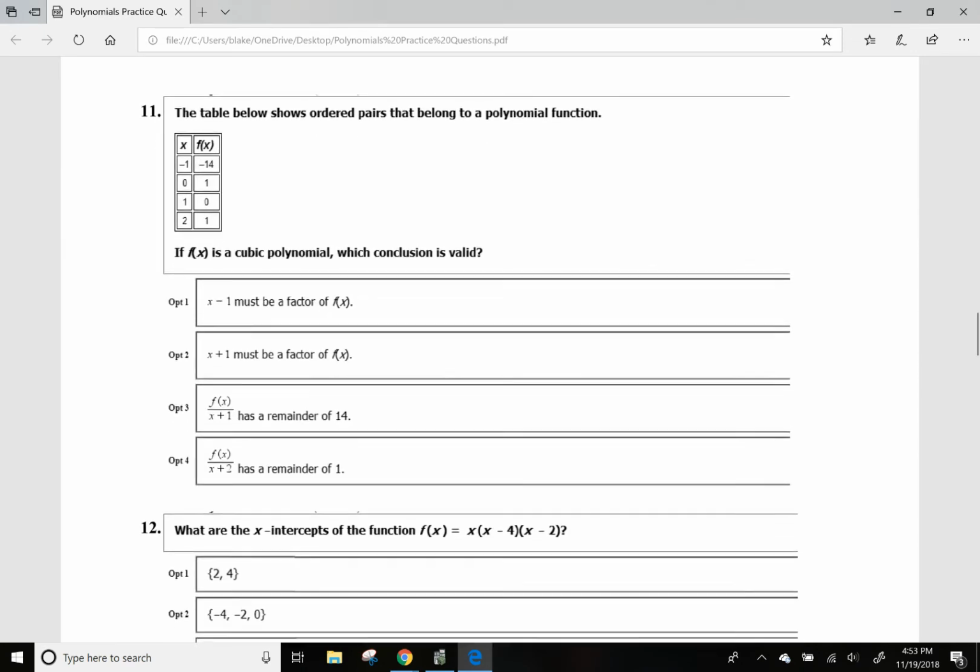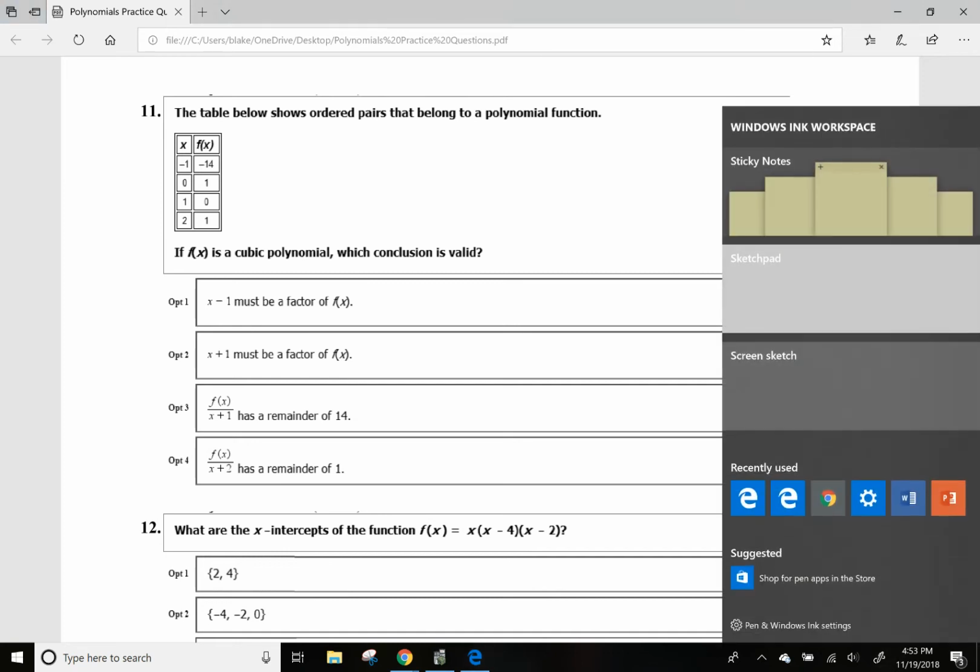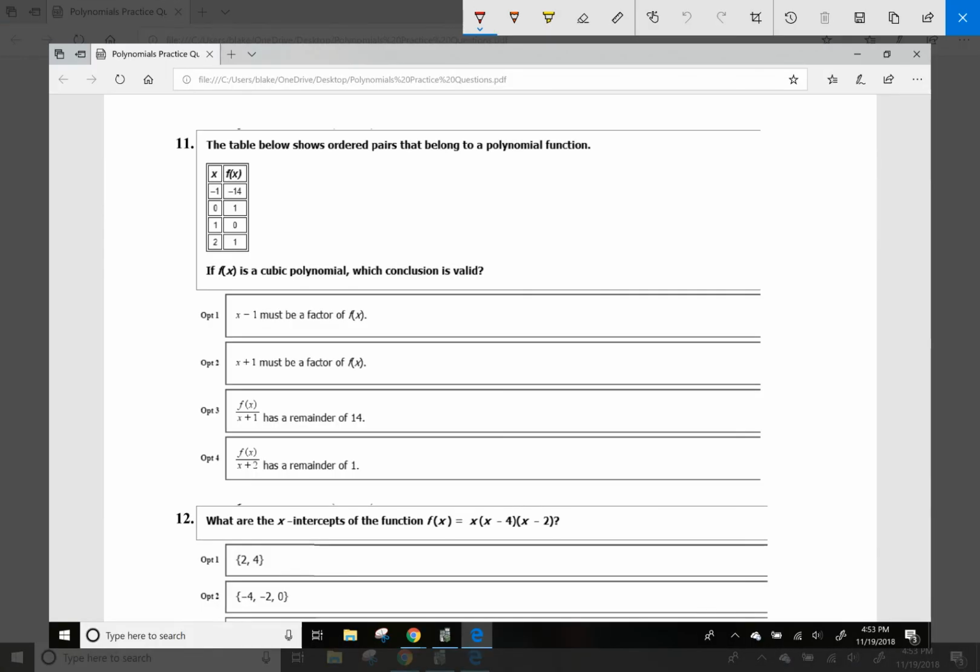So number 11, again, goes back to that whole idea that we were just talking about. So we'll try it again. The table below shows ordered pairs that belong to a polynomial function. Okay, if f of x is a cubic polynomial, which conclusion is valid?